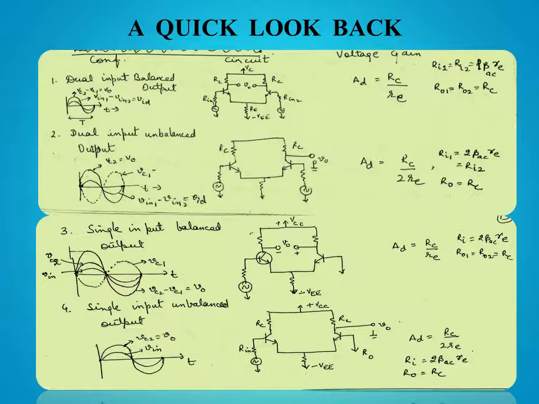In the third case, it is single input balanced output. Again, because the output is balanced, the gain is RC upon small re. And in the fourth case, single input unbalanced output, here again the gain reduces to half. So these are four configurations that are generally used, and we have discussed in detail dual input balanced output. Now in this lecture we'll study an important property of the differential amplifier, that is common mode rejection ratio.